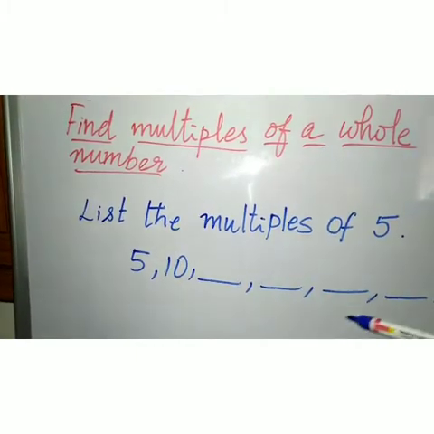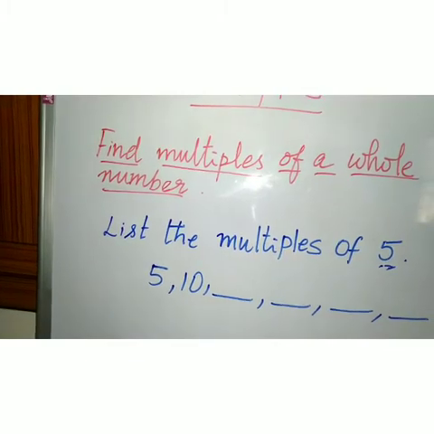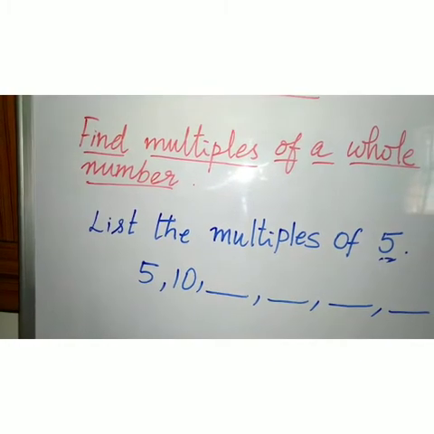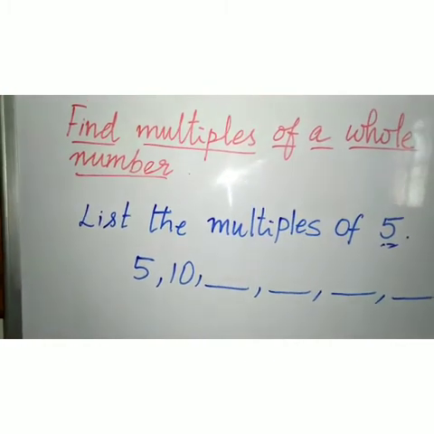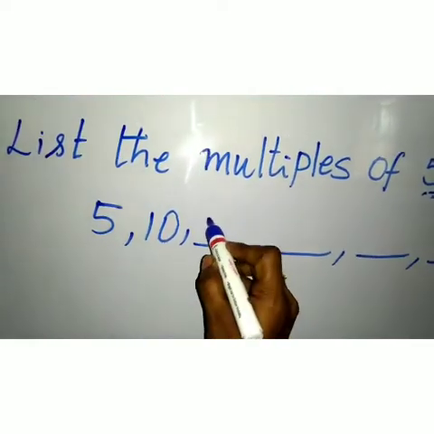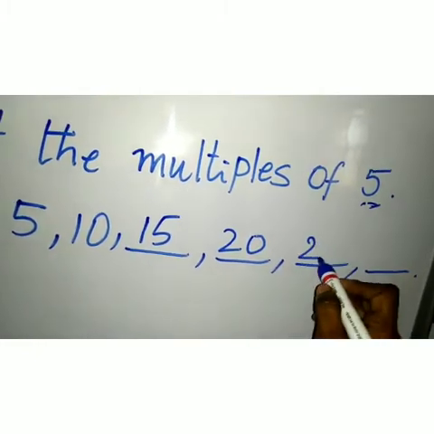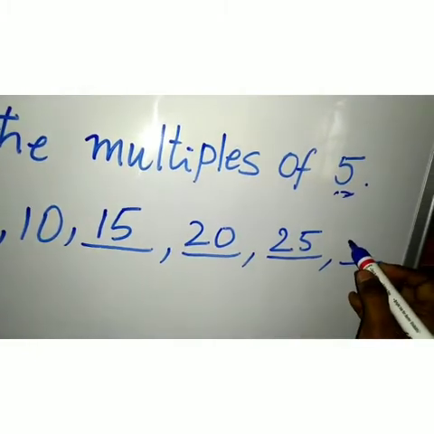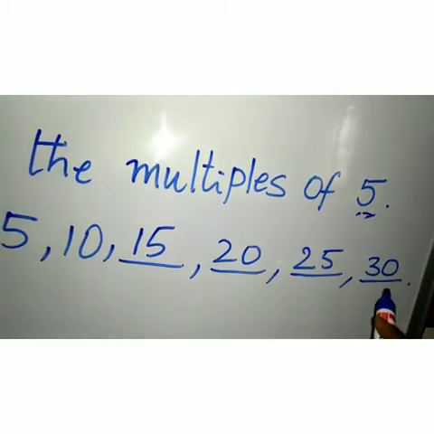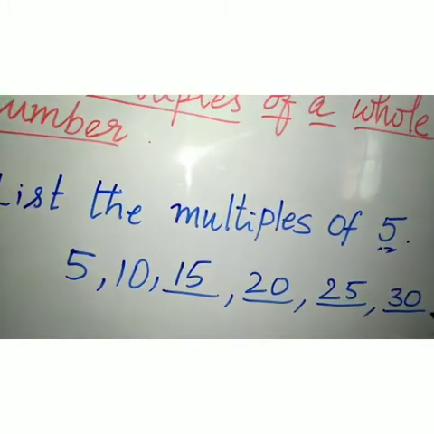Look at here. The question given is: list the multiples of 5. You have to find the multiples of 5 from the clue which is given below. 5, 10, and then dashes are given. 2 clues are given, 5 and 10. These two numbers are the multiples of 5. So you have to find the answers for the remaining dashes by using the first two numbers. 5, 10, then after 10, 15, then 20, 25, 30.